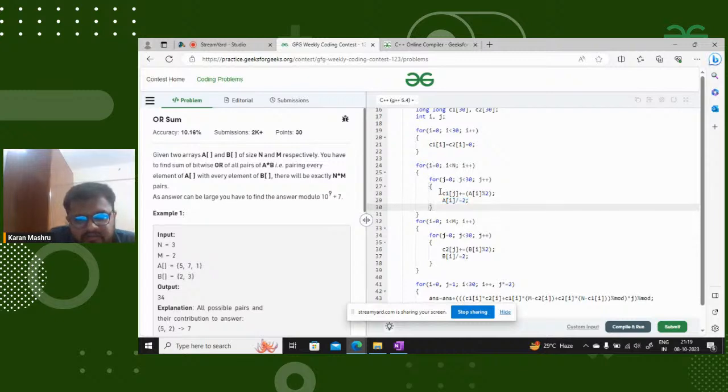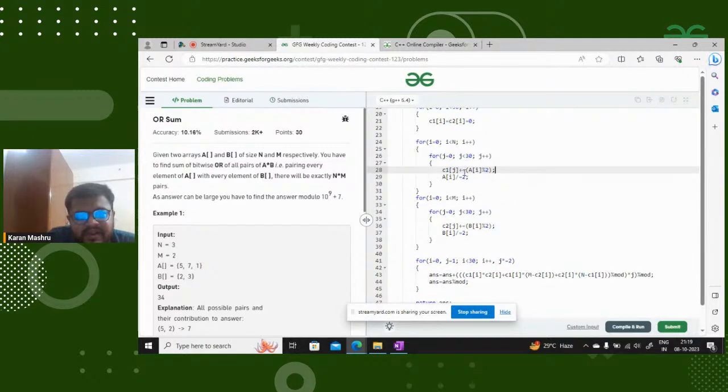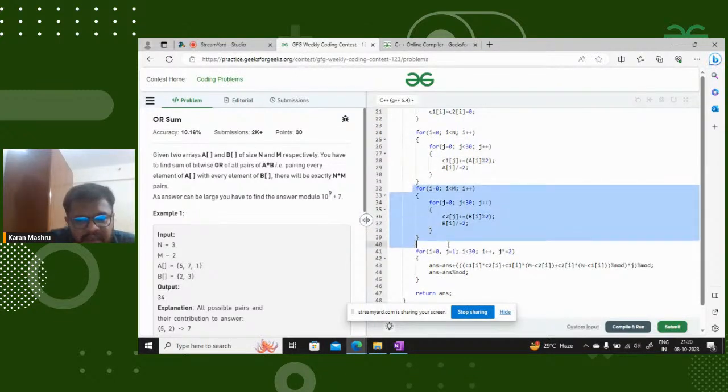Okay, so in that way, for all the elements of array A, I went over all the 30 bits, and I added 1 if it was 1. Okay, and so I will get C1 of I, that is the total number of ith bits set in array A. Okay, similarly I did for array B.